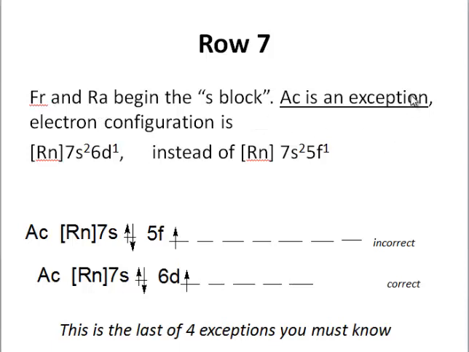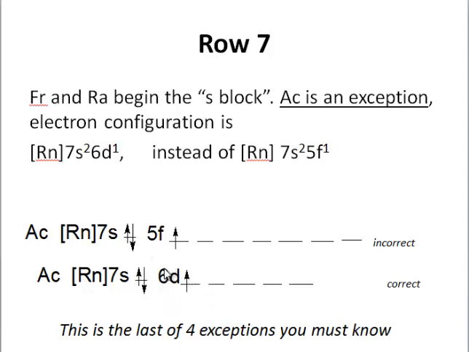Actinium is an exception. The electron configuration is radon core 7s2 6d1 instead of radon core 7s2 5f1, which you would predict from our energy chart. In other words, here is the incorrect diagram that we would predict, and here is the exceptional correct diagram. Alright, this is the last of 4 exceptions you must know for this course. And notice it's very similar to lanthanum. An f electron is replaced with a d electron.